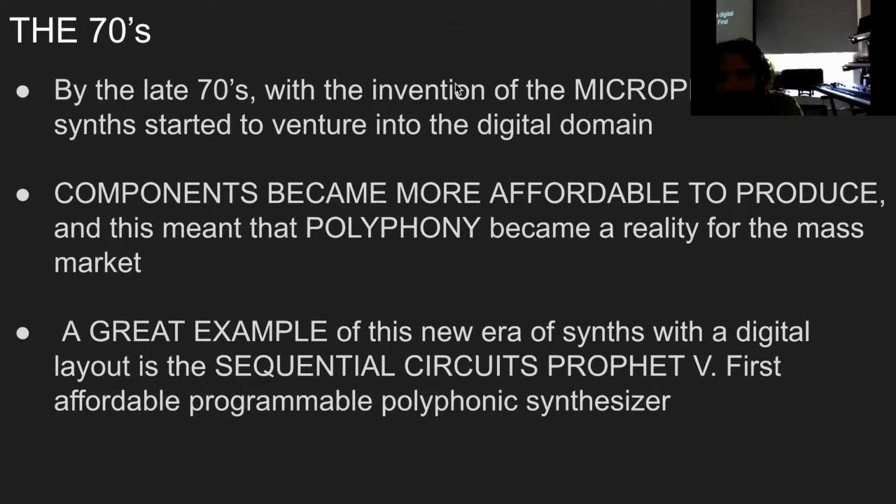So by the end of the 70s, microprocessors were invented, and this allowed us to go into digital things, which we couldn't do before. We only had wires, cables, and things. And the components became more affordable. Again, that's the main story.